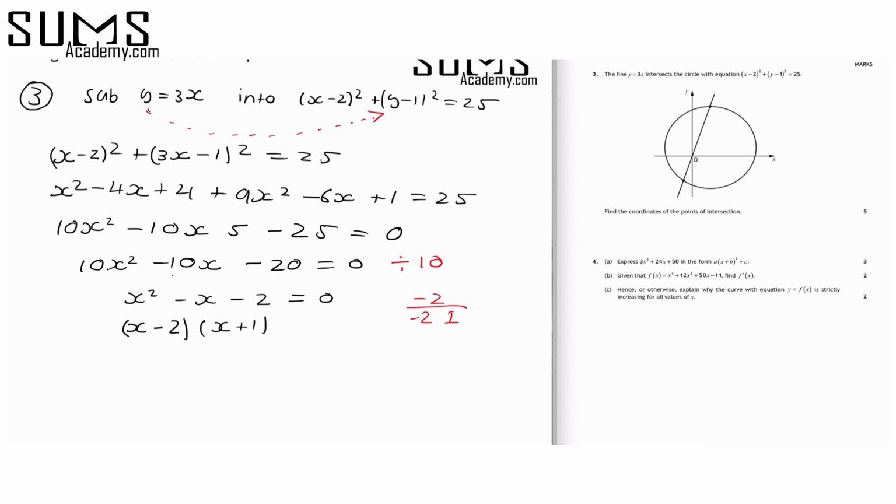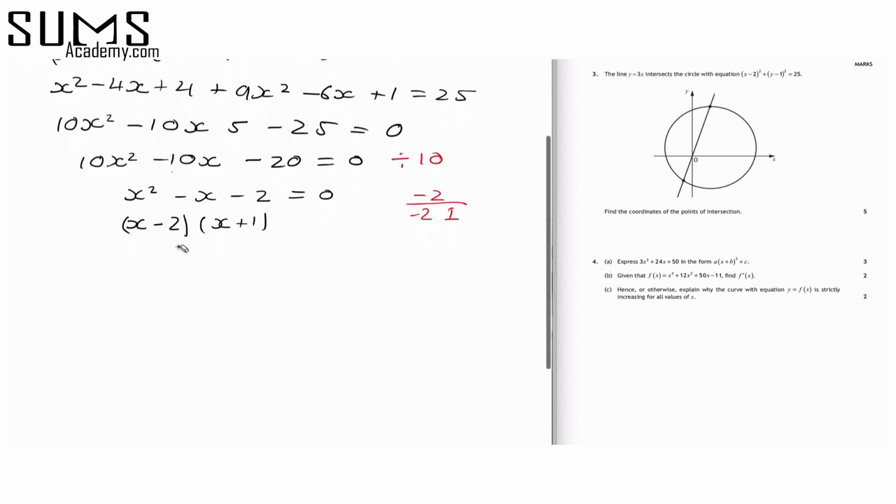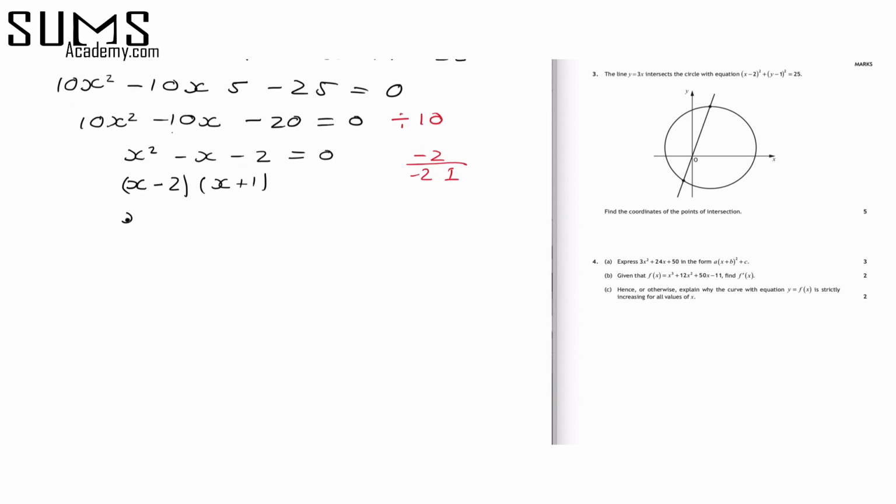Okay, then what we need to do is solve these for x. So that just becomes x equals 2 and x equals minus 1. Right, but we're not done just yet. We need the coordinates, so we need the y coordinate as well.